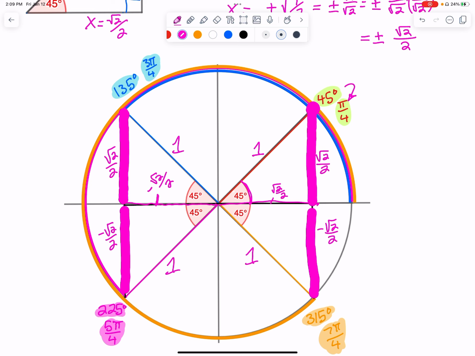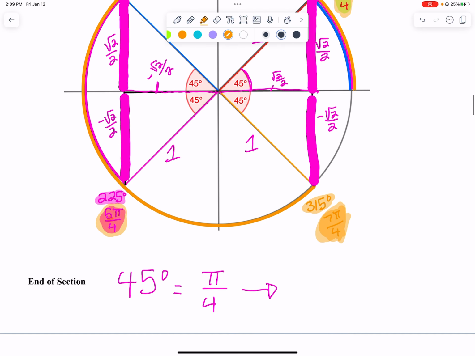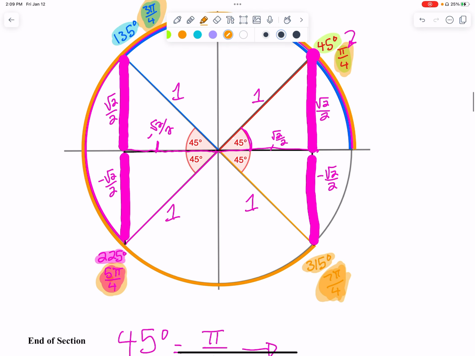What I want you to notice, let me highlight in a consistent color so you can see it. This pi over 4 here, this 3 pi over 4 here, this 5 pi over 4, and the 7 pi over 4. Remember, these are all the radian measurements. Notice the consistency that they have is it's all over 4, right? They're all over 4.